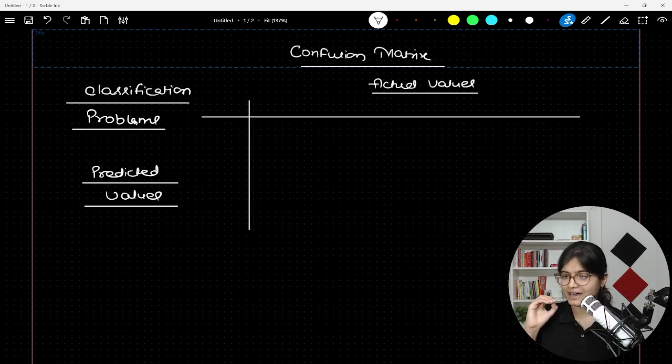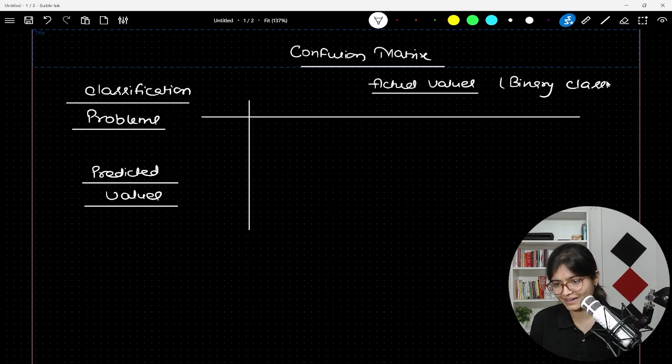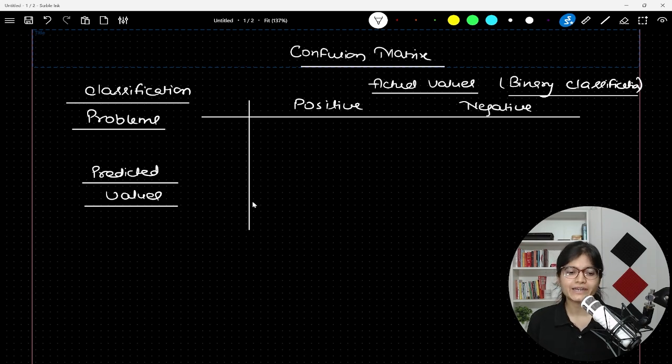Now you know that our actual value will be either 0 or 1, because as of now we are dealing with a binary classification task, right? When it's a binary classification, we have a value of either 0 or 1. Or in other words, I can say the value is either positive or negative. Similarly, the prediction is also either positive or negative, so I can write the same thing here as well. I hope you all agree with me.